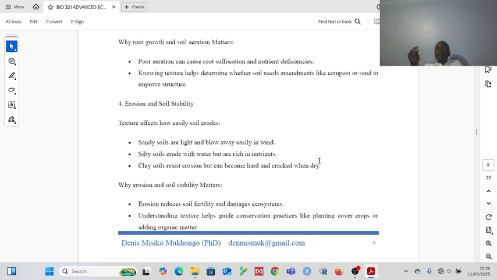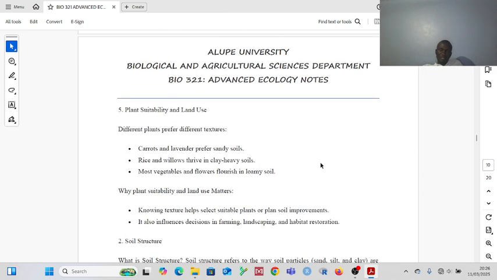Silty soils will be eroded, carried away by water. Sandy soils are light and they are not tightly packed. So which means they can easily be washed away. They can easily be blown away by wind.